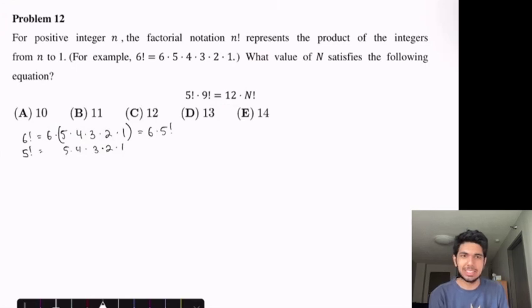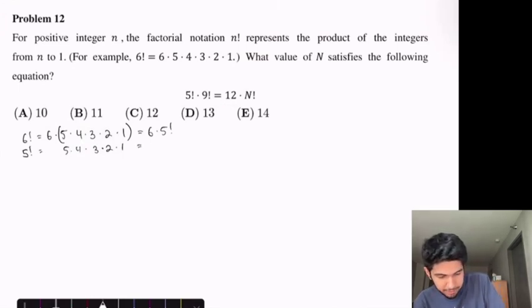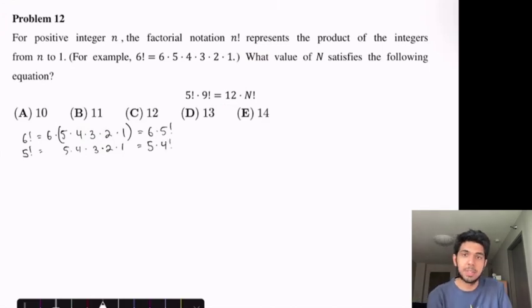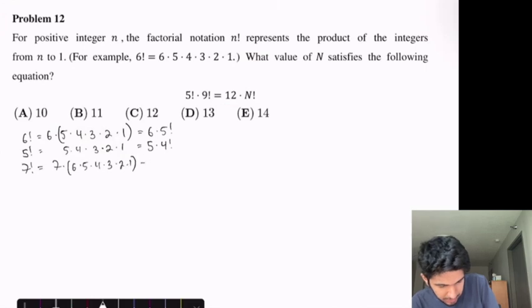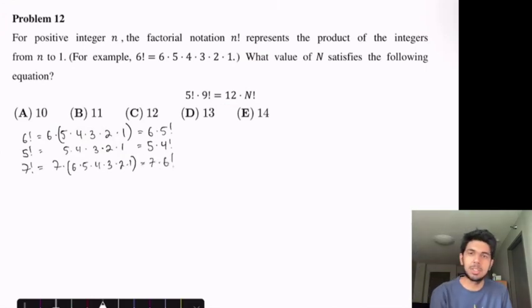move downwards in a sense. We can express 6 factorial in terms of a smaller factorial. And sure enough, 5 factorial can be written as 5 times 4 factorial. And you can work the other way. 7 factorial is going to be equal to 7 times 6 times 5 times 4 times 3 times 2 times 1. And that's going to be 7 times 6 factorial. So we can always represent these factorials in terms of other smaller factorials.